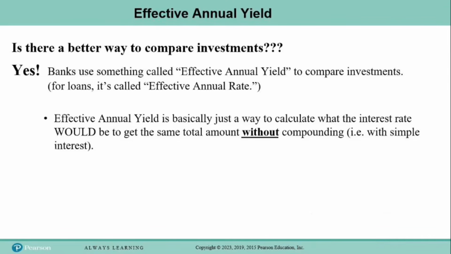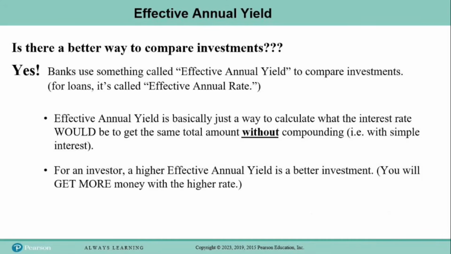Basically, it's a way to calculate what the interest rate would be to get the same total amount without compounding. In other words, it's a way to figure out what simple interest rate it would take to get the same future value on a certain amount of principal.